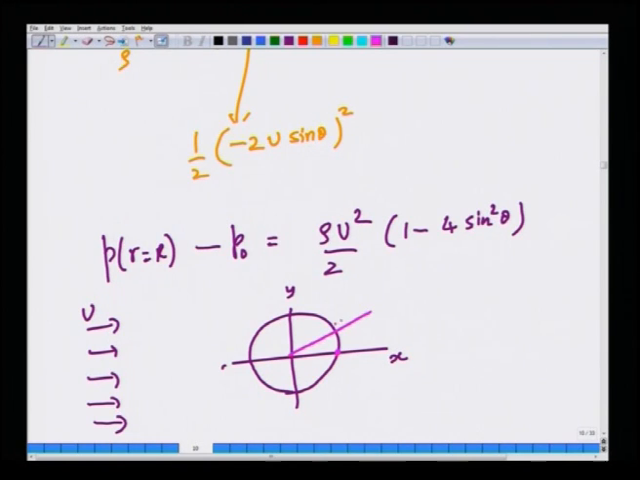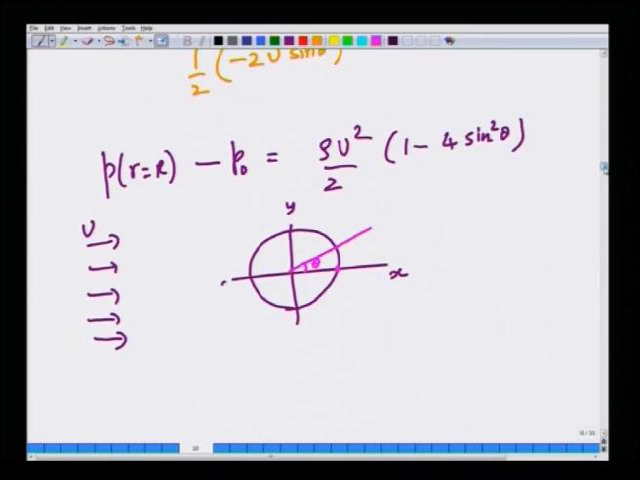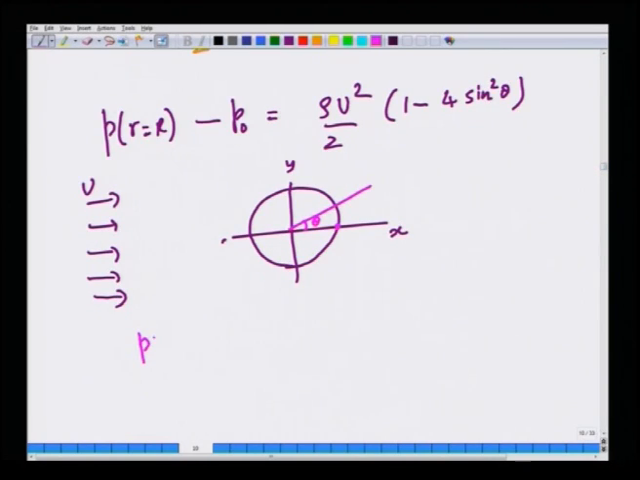So, let us assume this to be theta. When theta is 0, sin theta is 0. So, the pressure at r equals r is only a function of theta. Pressure at theta equal to 0 at r equals r. So, we are fixing r equals r. Pressure at theta equal to 0 minus p naught, which is the constant pressure, is rho u squared by 2.